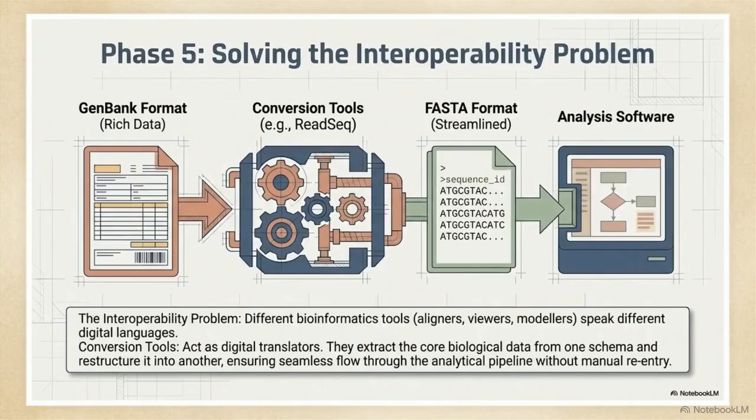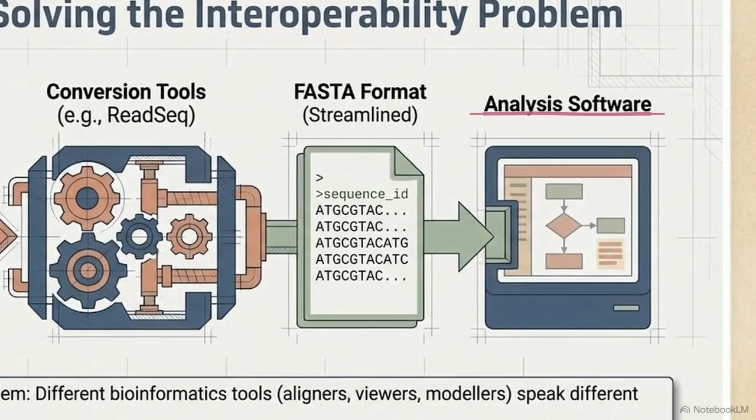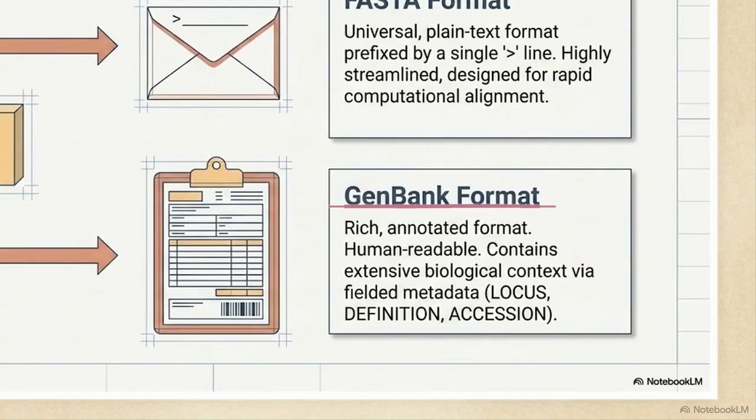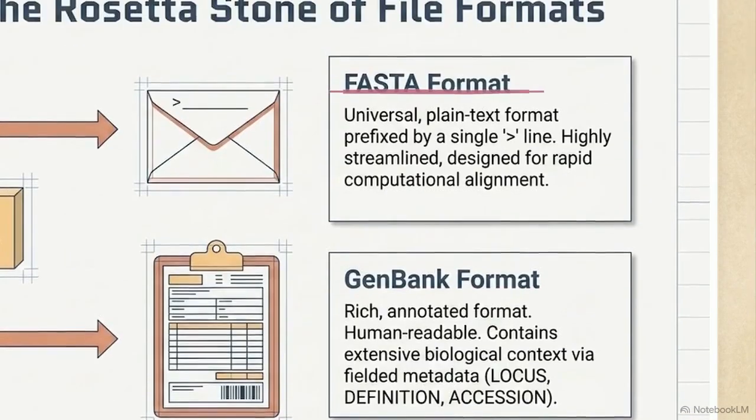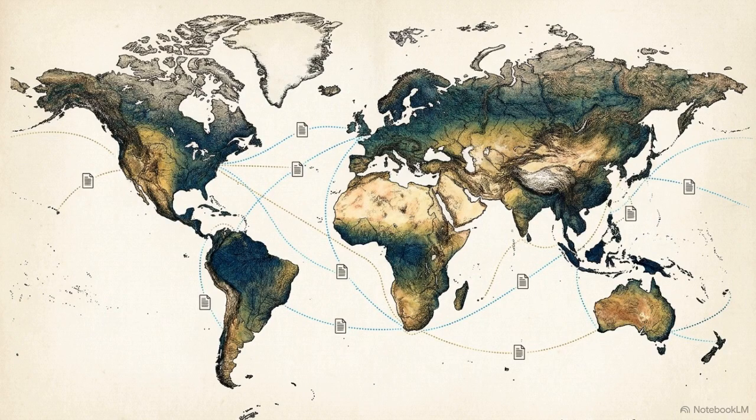Even after retrieval, scientists face an interoperability problem because different software tools use different digital languages. Conversion tools act as translators, extracting the core biological data from one format and restructuring it into another to ensure a seamless flow into analytical software. For example, the GenBank format contains rich, human-readable metadata, while the FASTA format provides a streamlined computational string designed for rapid alignment. Standardized formats like FASTA allow global laboratories to analyze sequences using a common digital language.